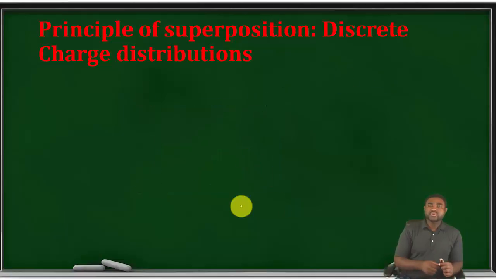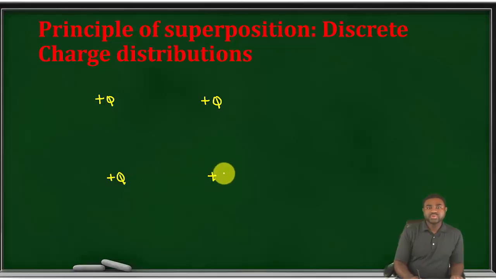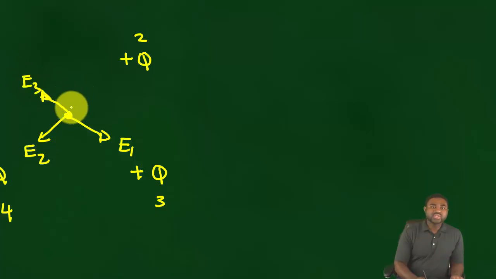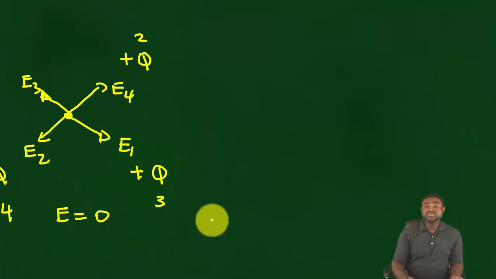What if we have four charges again, plus Q, plus Q, plus Q, plus Q, and we want to determine the field at the center? Let's say this is 1, 2, 3, 4. E1 will be directed along this line, E2 along this line, E3 along that line, and E4 along that line. You see that the total electric field in this system is zero.